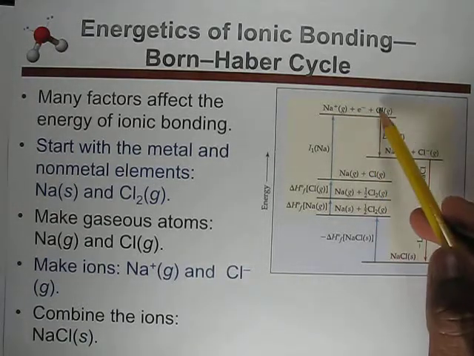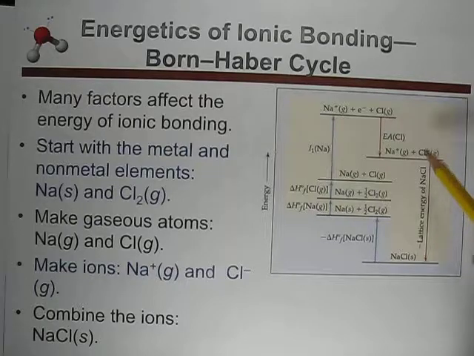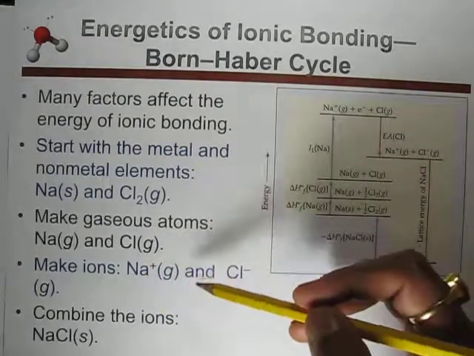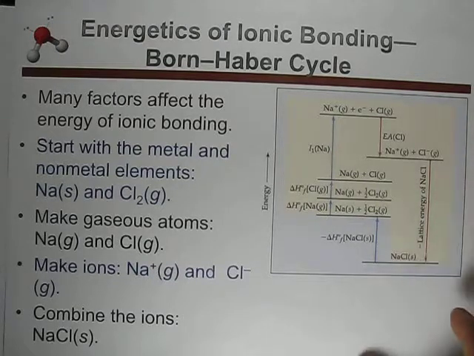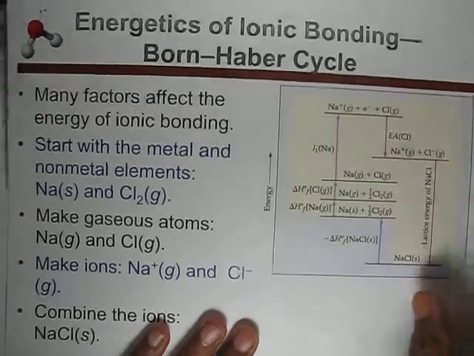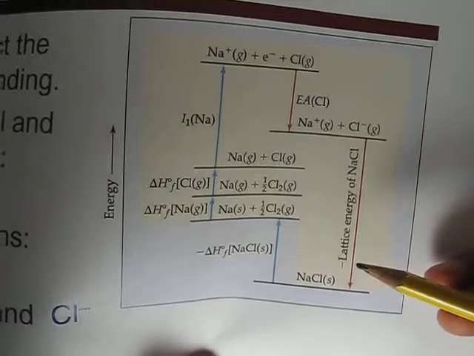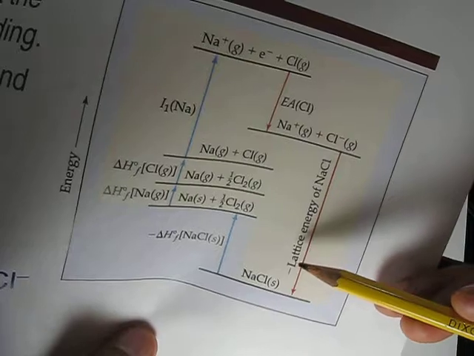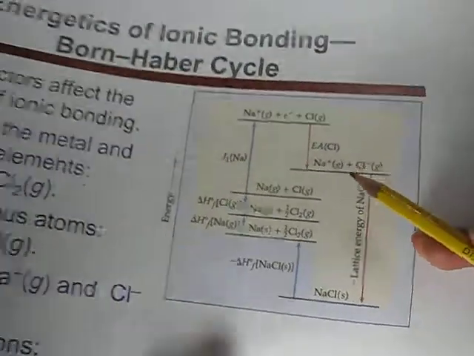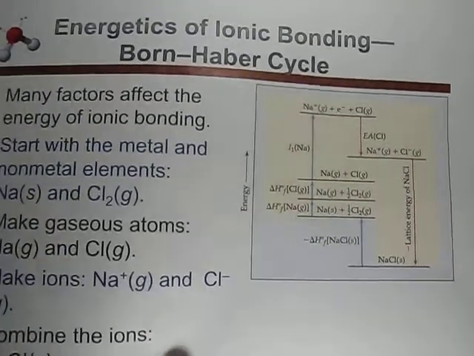Once they form the sodium ion and chloride ion, they start combining. They release energy to form stable sodium chloride salt. This is the process that happens when any ionic compound forms. The energy released is called the lattice energy of sodium chloride. What is the meaning of lattice energy? We will see in the next two slides.